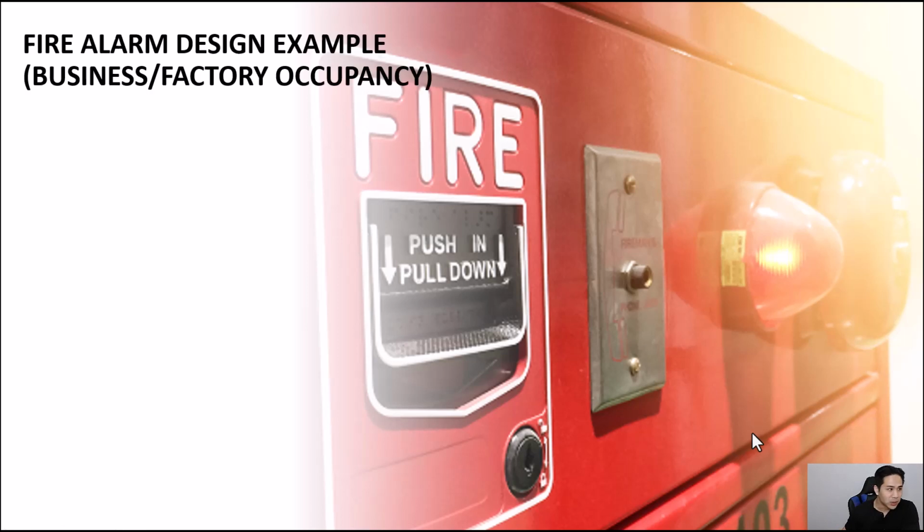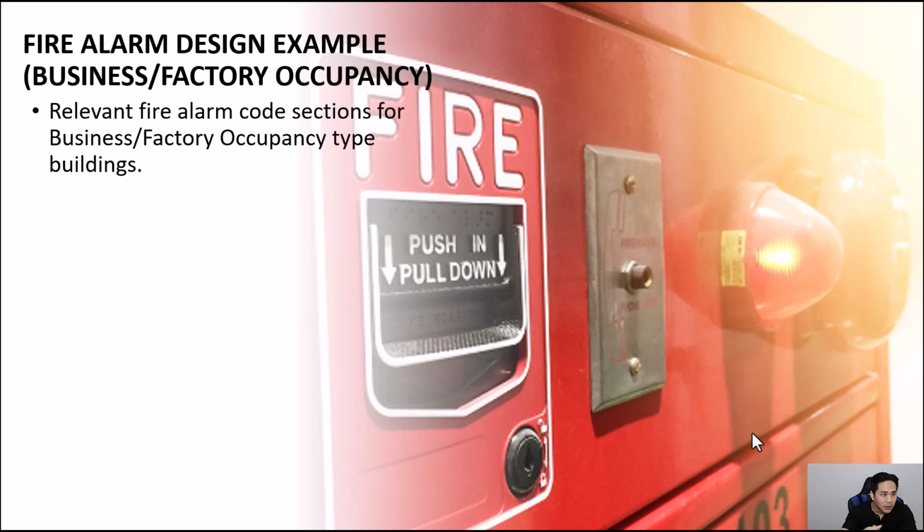Okay, in today's video, we're going to go over a fire alarm design example. We'll first discuss the relevant fire alarm code sections for a business/factory occupancy type building. In this example, it's going to be a mixed use type building where some portions of the building are going to be a business occupancy and other portions will be for a factory occupancy.